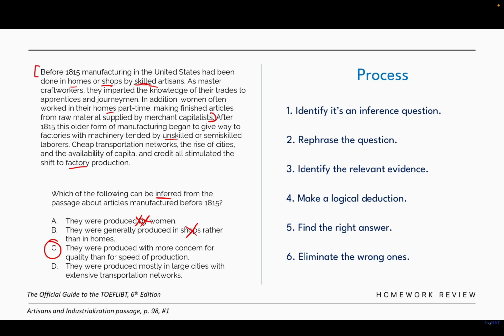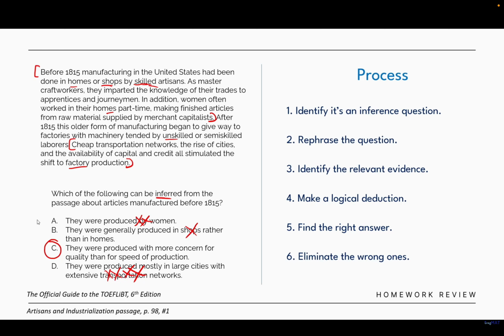How about D? Mostly in large cities with extensive transportation network. They did not say anything about large cities. Well, they did right here. But is that about before 1815 or after? That's after 1815, right? So they do mention large cities and extensive transportation networks, but that's about after 1815. Great job. Well done, Dina. Any questions about inference questions? We're now going to move on. Diana has a question. Hey, Diana, what's up?